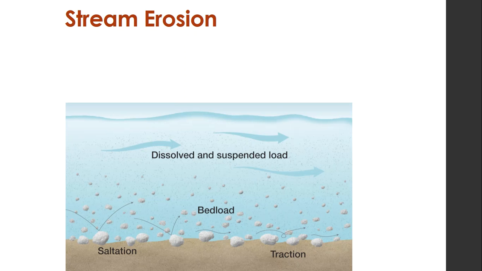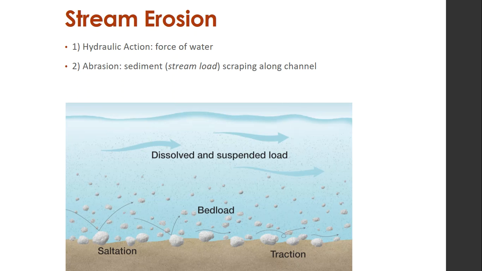Stream erosion, so this is after you get that big defined channel, happens in a couple of ways. The first is by hydraulic action, which is the force of that water eroding things, pushing things together, bouncing them around. You also have abrasion, where you have sediment, or that stream load as it's referred to, scraping along that channel. And so the more discharge, the more water, the more power to erode and transport.